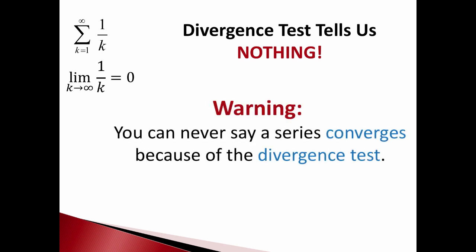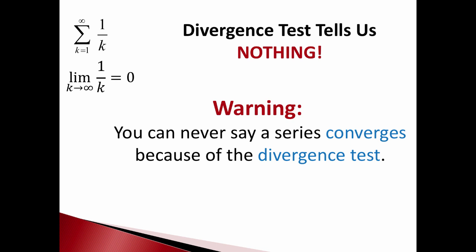Another way of saying this is you can never, ever say that a series converges because of the divergence test. The divergence test doesn't work that way. It just looks at a series and says, hey, dude, you've got to diverge. Or it says, yeah, man, I don't know. Those are the only two answers the divergence test can give you.